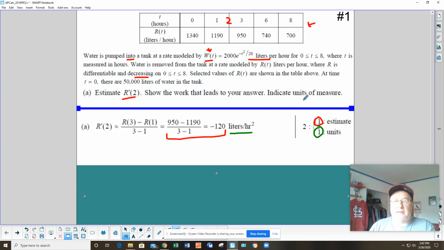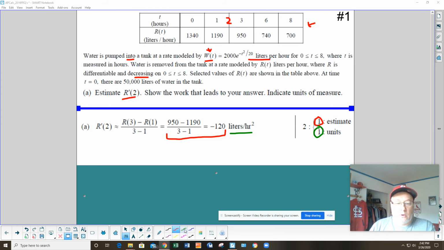And then it also says up here, indicate your units of measure. If R of t is in liters per hour, then don't forget when you're doing a derivative, you have to divide your y-axis units by your x-axis units. So that would be liters per hour, or liters per hour squared. So that's how you get these 2 points.